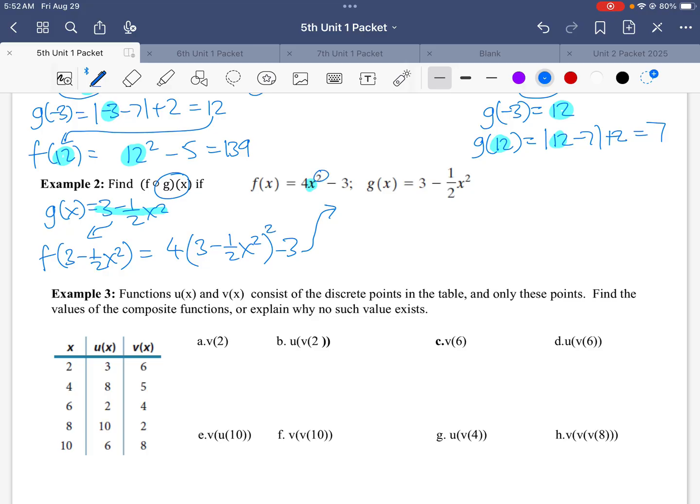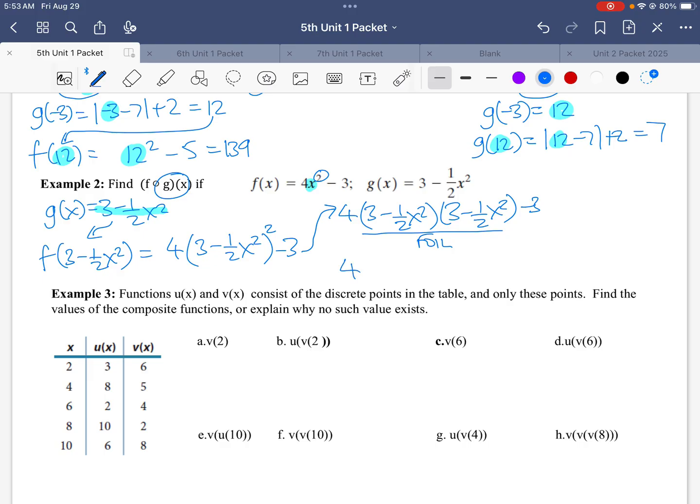First thing I would do is go ahead and take care of the parentheses. So you cannot distribute a squared when we have a plus or minus in the parentheses. So it will be 3 minus 1/2 x squared times 3 minus 1/2 x squared, and then we have minus 3. Go ahead and do FOIL. All right, you should know how to do that. I'm just going to go ahead and give you the answer. I think you should be fine with this. If not, go ahead and ask your partner or the person behind you.